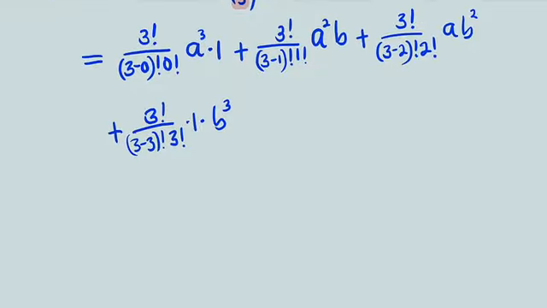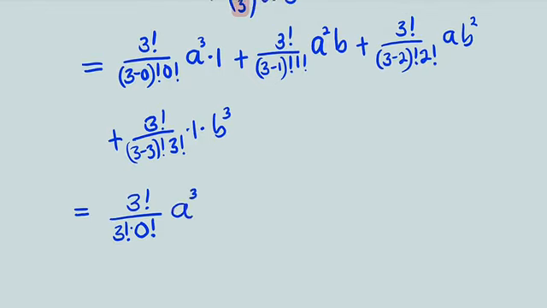So let's begin. This is equal to 3 factorial to the top, divided by 3 minus 0 factorial, which is 3 factorial, then 0 factorial. We have a to the power of 3 times 1, which is still a to the power of 3. Then plus, we have 3 factorial to the top.